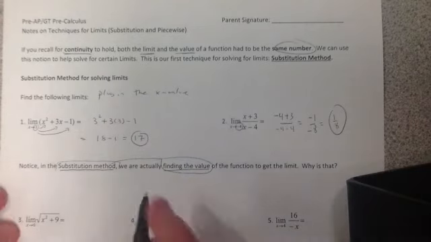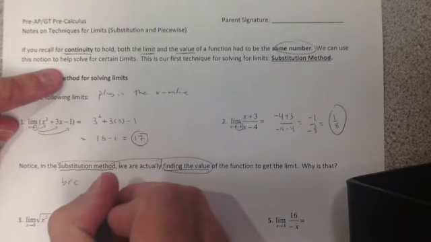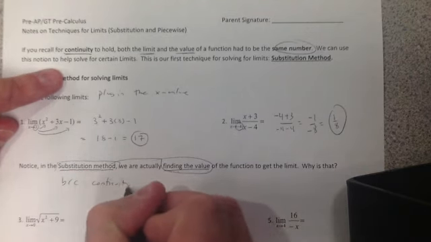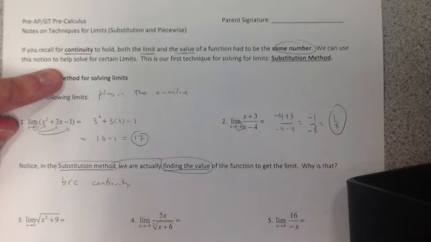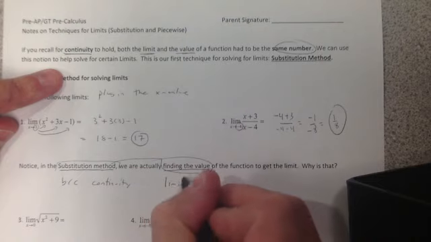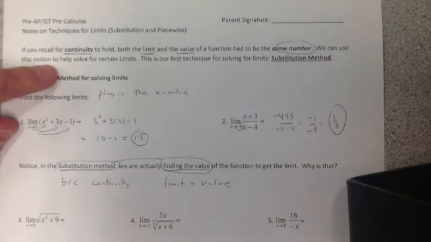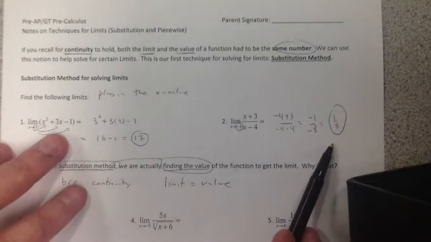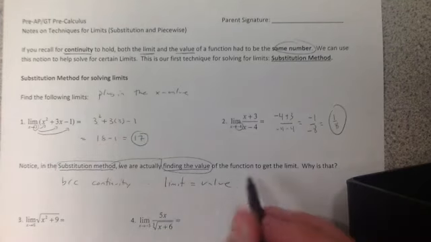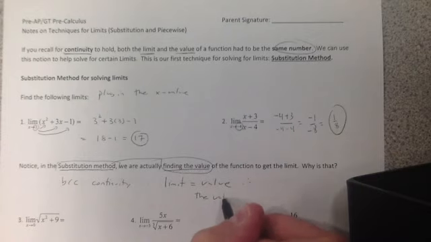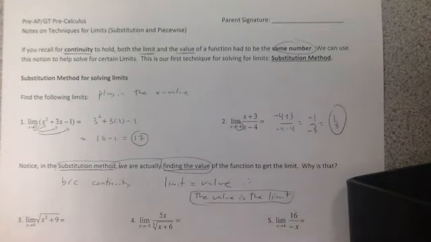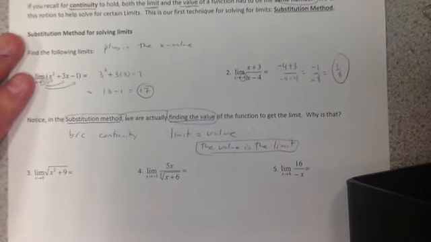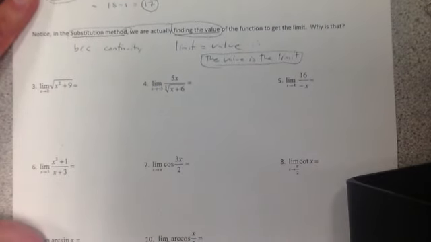Why does that work? It goes back to our continuity. What continuity says is that if a function is continuous, the limit must equal the value. So because I get a number here, this value has to equal my limit. Therefore, the value is the limit. So if you know a function is continuous, we know that the value has to equal the limit. And that's why substitution works. Tomorrow we're going to start taking a look at what happens if it's not continuous, or other issues.